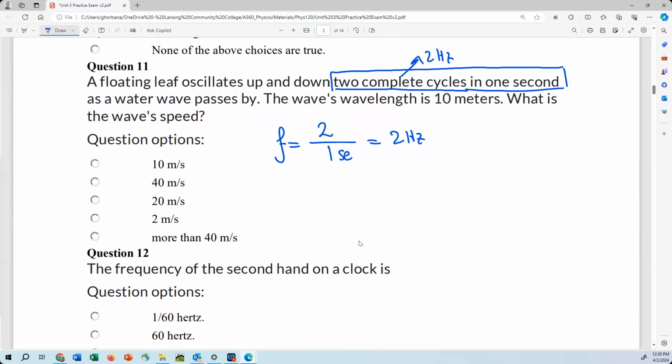And the question gives the wavelength. The wavelength is 10 meters. So what is the wave speed? The wave speed is frequency multiplied by lambda. What is the frequency? Again, 2 hertz, multiplied by 10 meters. As we know, the hertz is 1 over second. So 2 hertz times 10 is going to be 20 meters per second.